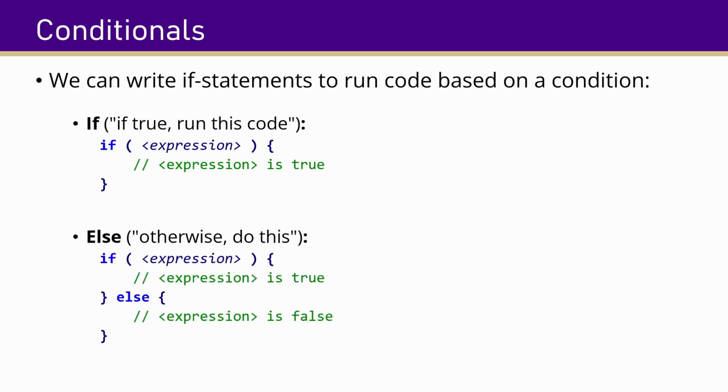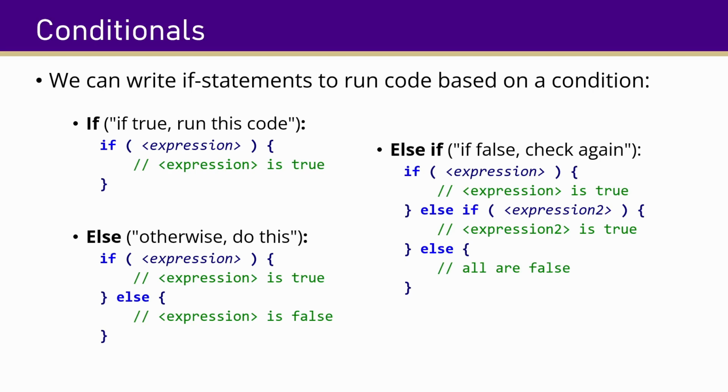You can add an else to say, otherwise, do this instead. You can also introduce an else if, which is an additional check. Basically, if the first expression was false, check again with this next expression. You can add multiple else ifs in the middle, but you must have an if at the top, and if you have an else, it must be at the bottom. Now keep in mind that in Java, the expressions are in parentheses, the code to run is in curly braces, and else if is spelled out, not elif.